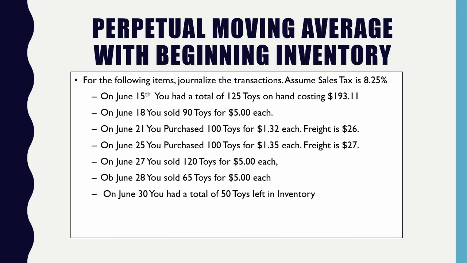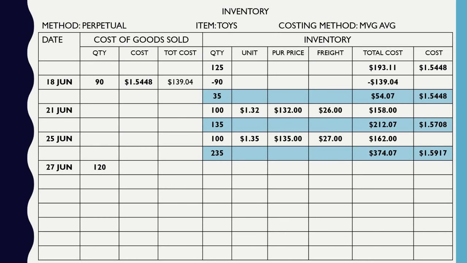On June 27, we end up selling 120 units, okay? 120 units, right? Because this is so simple and easy, all we have to do is just take my total that I sold and calculate what the average cost is. In this case, $1.5917, and that's going to give me a total of $191.01. So in that case, what do I do? I simply subtract it out and calculate my grand total. So I have a total of 115 at a grand total cost of $183.06.